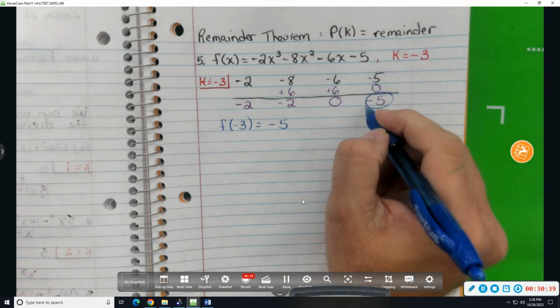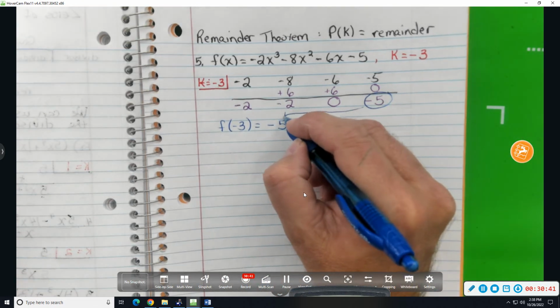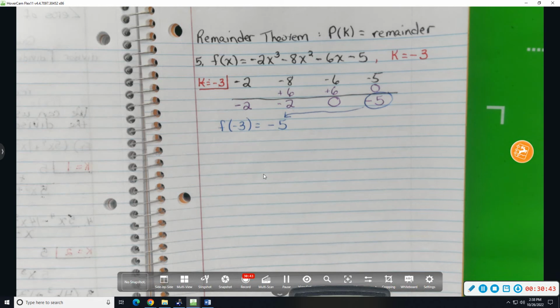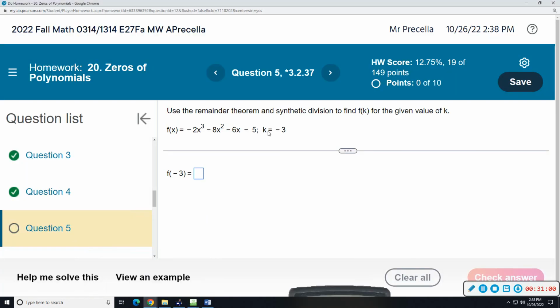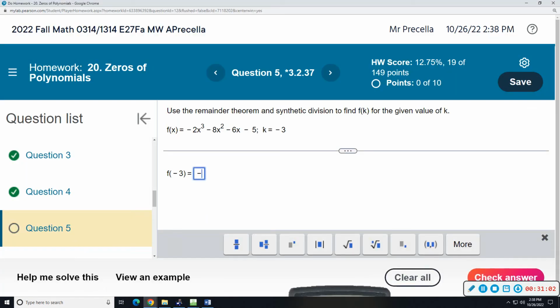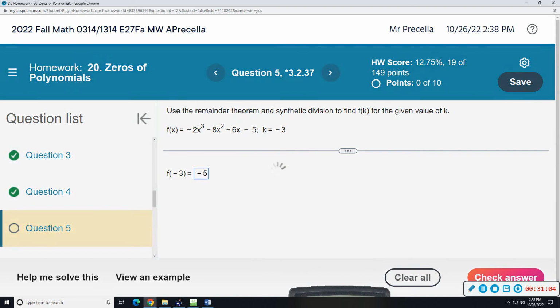And again, today, if you want to just punch it into your calculator, fine. That's what I do. But if you didn't have a calculator, if instead of negative 3 it had said negative 30, there would be a lot of cubing, squaring, and multiplying. So we come over here, and we're going to type in a negative 5. Any questions there?